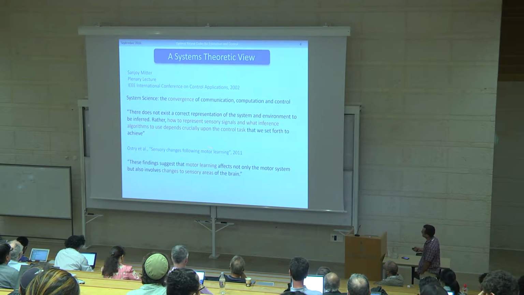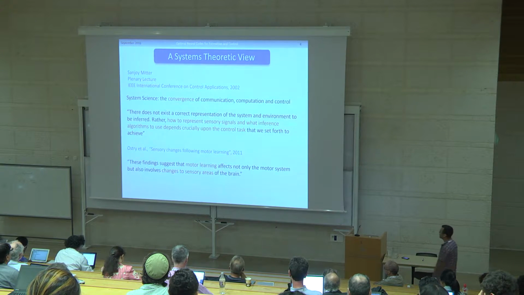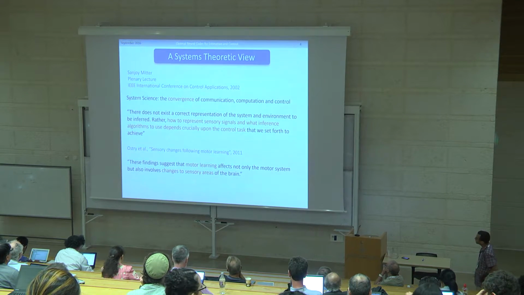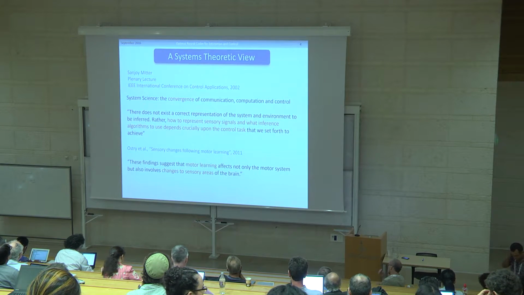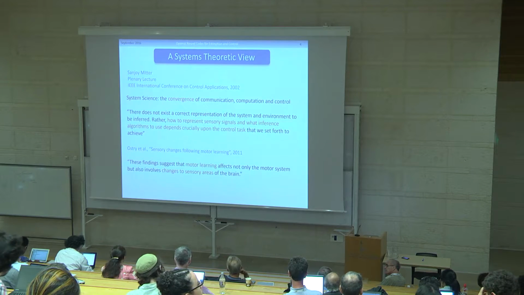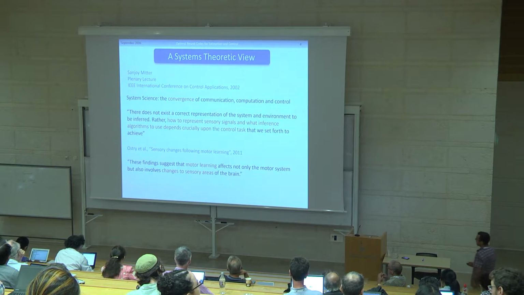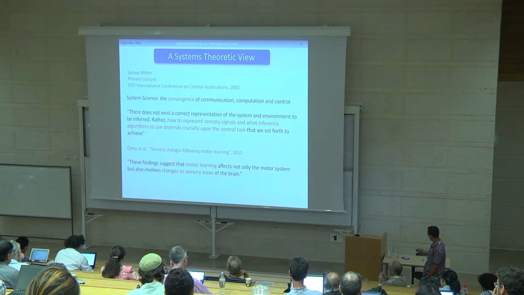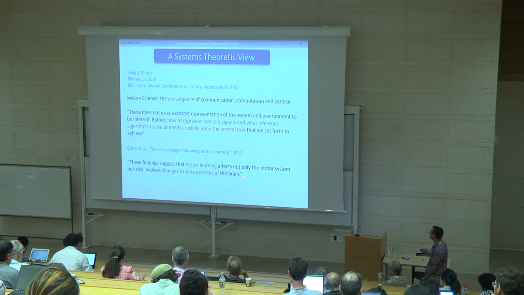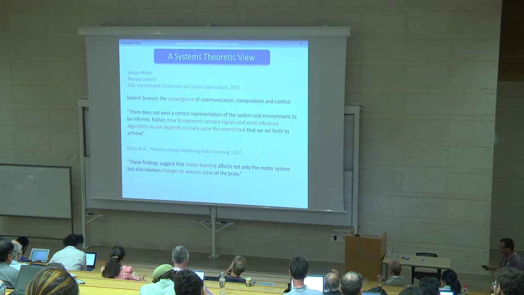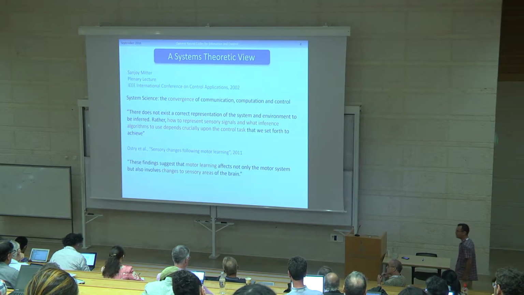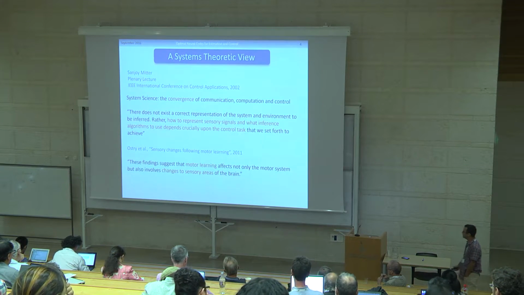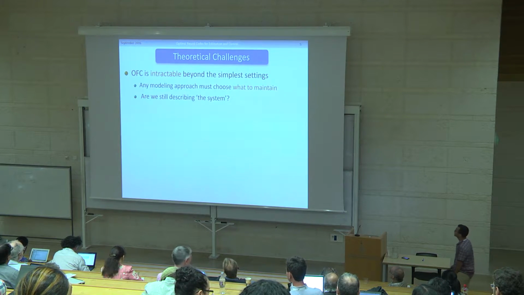Another quote which I would like to set in the same slide comes from an experimental group of David Ostry, who have been doing experiments trying to relate the sensory and the motor peripheries of the system. They have presented several experimental findings, which I will describe briefly shortly, claiming that motor learning affects not only the motor system, but also involves changes to the sensory areas of the brain. So in this sense, both of these descriptions, coming from very different perspectives, describe the fact that one cannot separate sensory and motor aspects of control systems.